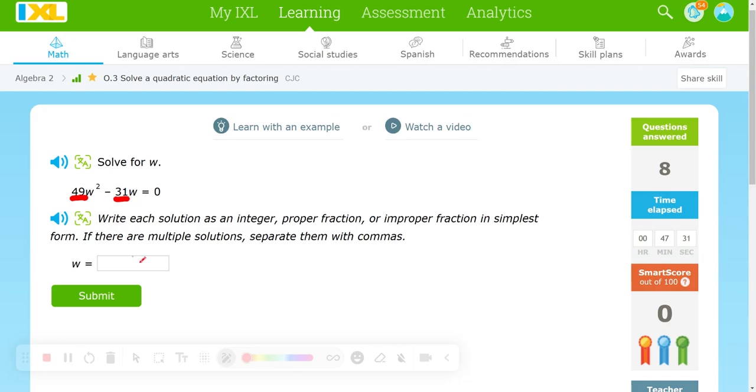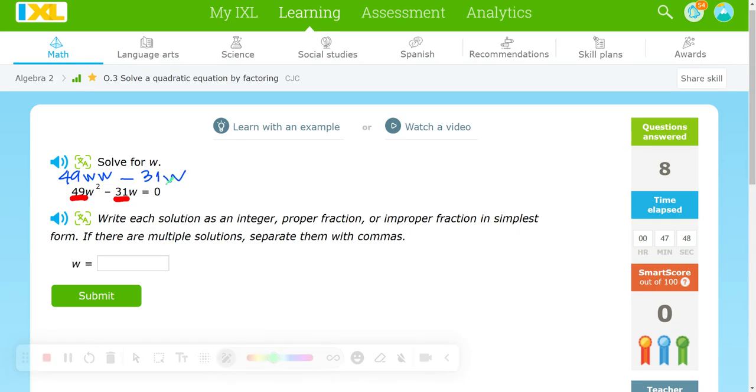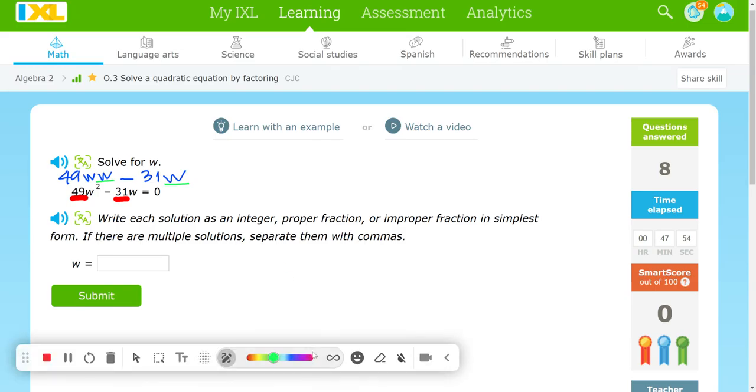But let's take a look at the letter. W, it means W squared. So you can write 49 W times W, and then subtract 31 W. So take a look, you see W right here and W right here repeat. So it's a common thing. You can factor it out.